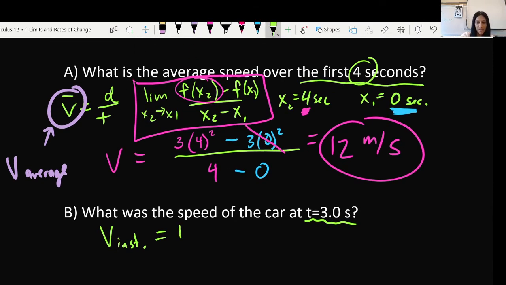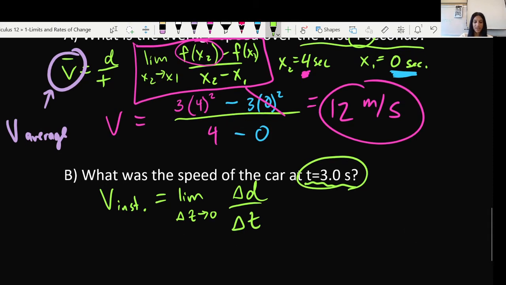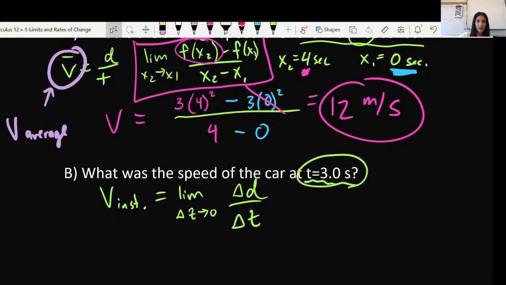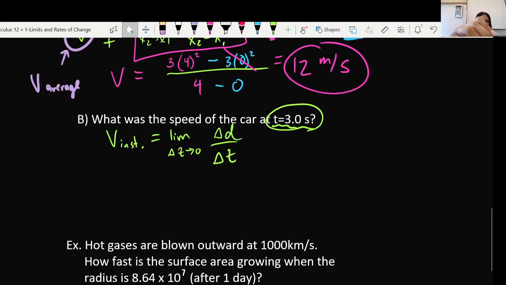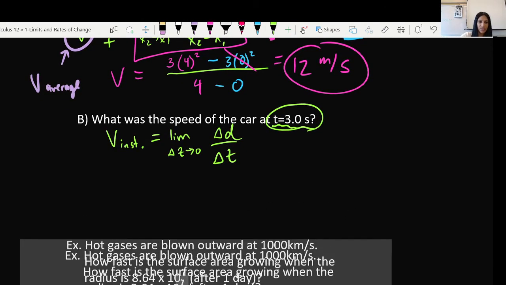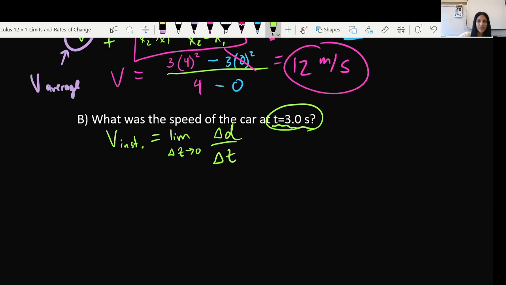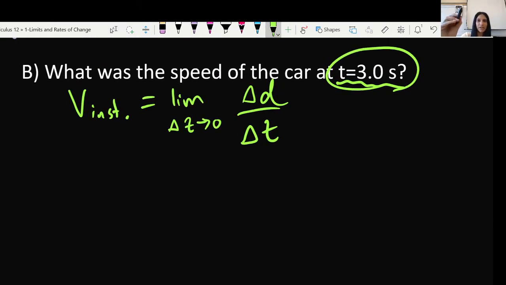So this time I'm going to do the limit for the change of t approaching 0 of change in d over change in t, to find the exact speed at this point when t is equal to 3 seconds. So how do we set this up? Oh boy, I have to move this because this is way too close and we need way more room than that. So we can move that and hopefully we have enough room now.